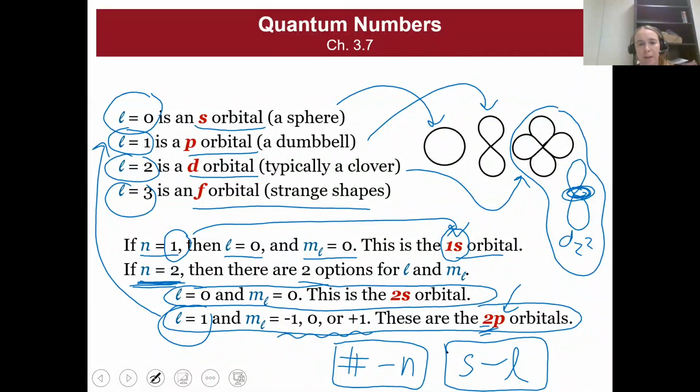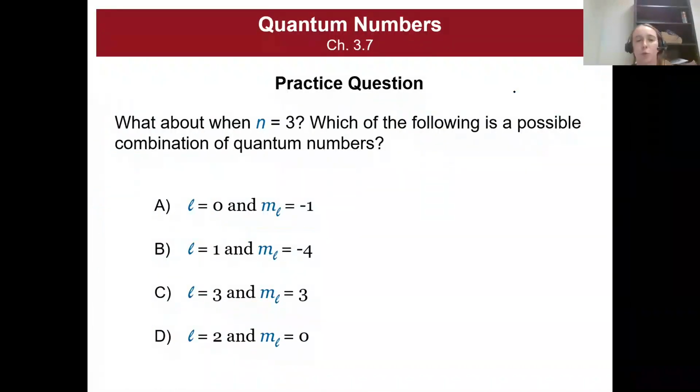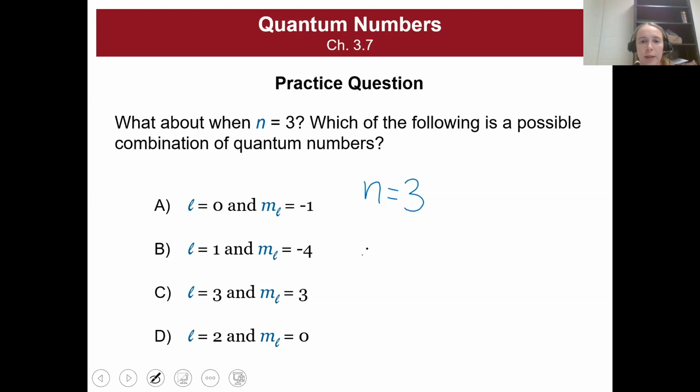All right, let's keep going. So what about when n equals 3? Which of the following is a possible combination of quantum numbers? Let's write out our possible quantum numbers like we had in that table. Okay, so n equals 3. So what can L be? L can be 0. L can always be 0. L can be 1. That's still less than n equals 3.